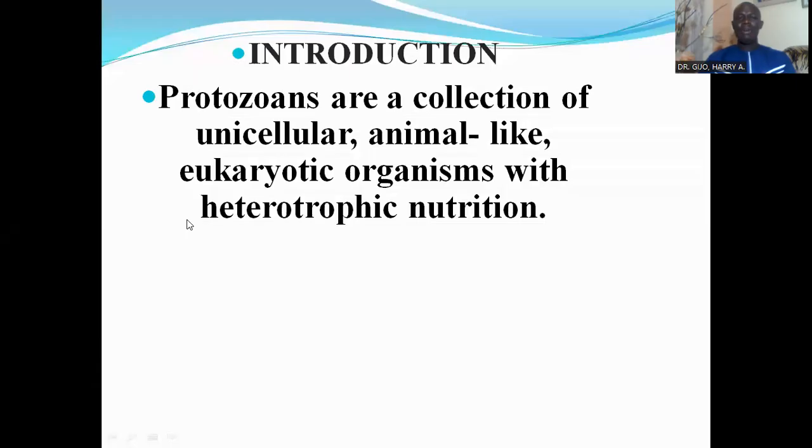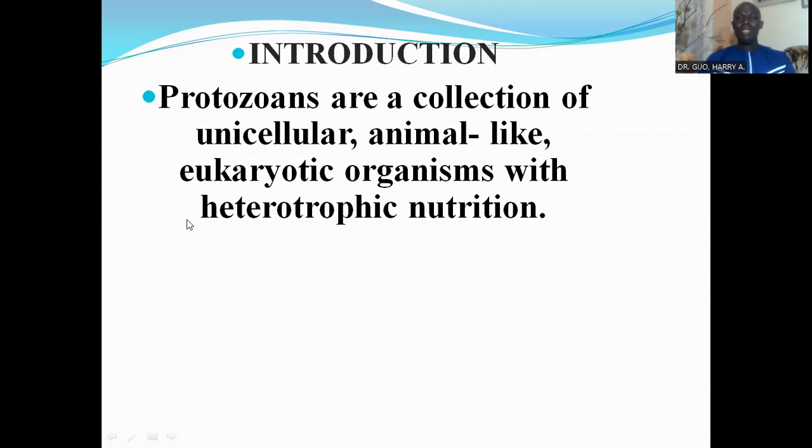In today's lecture, we'll look at the introductory part of this topic, these organisms, the protozoans, and we'll also look at their general characteristics and their classification. So what are protozoans? Protozoans are basically a collection of unicellular animal-like eukaryotic organisms with heterotrophic nutrition.